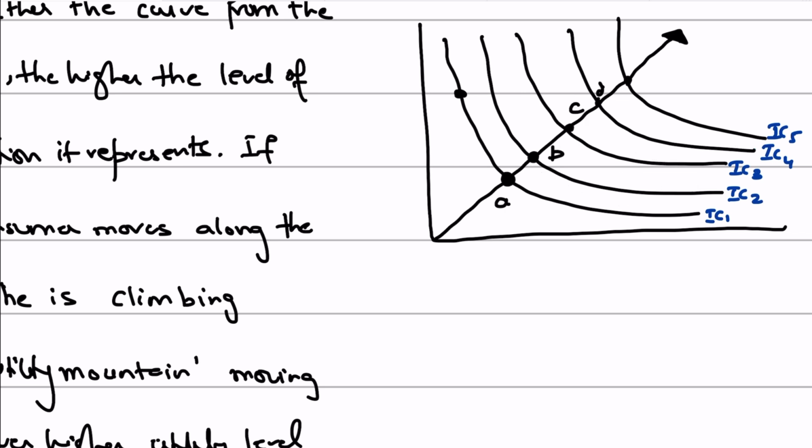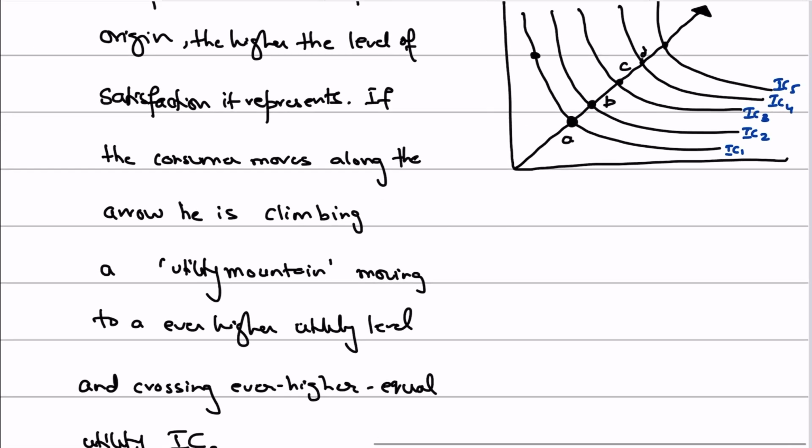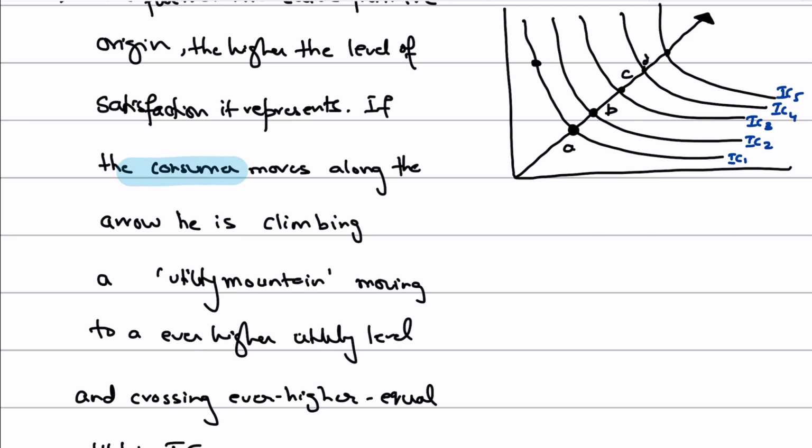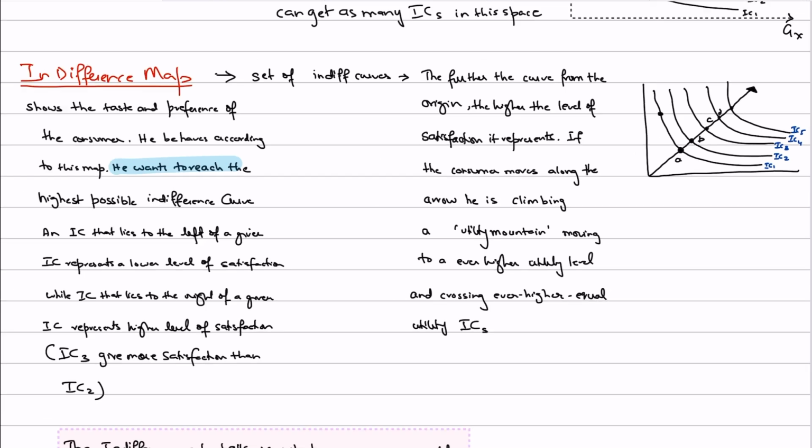And so if we draw a line through those points and through those higher combinations representing a high level of satisfaction, we get एक तरह से it just looks like the consumer moves along the arrow. He is basically climbing a utility mountain, moving to an even higher utility level and crossing ever higher equal utility indifference curves. Equal utility means that within the indifference curve, the utility or satisfaction is the same, right? Because the consumer is indifferent between them, right?